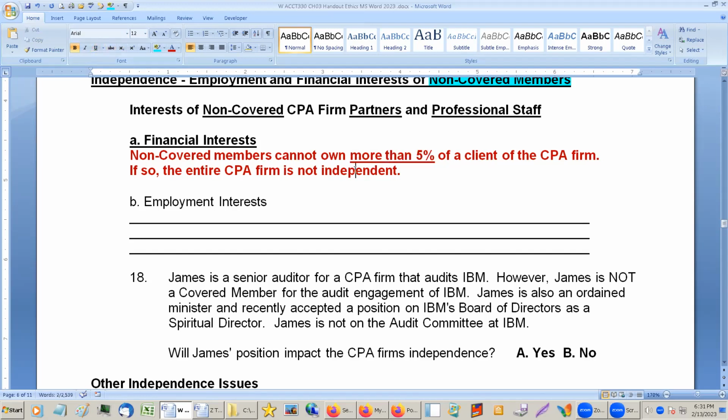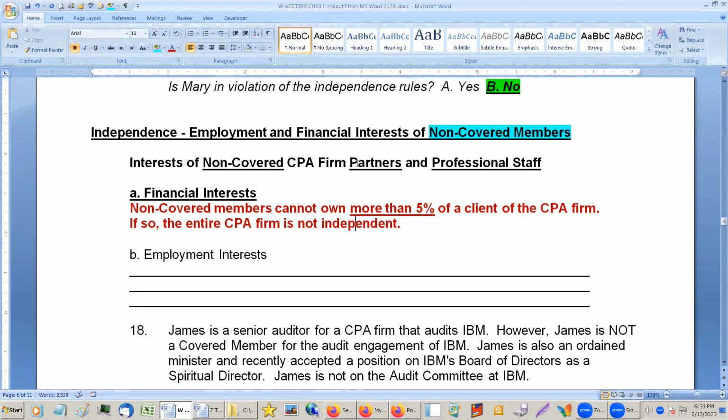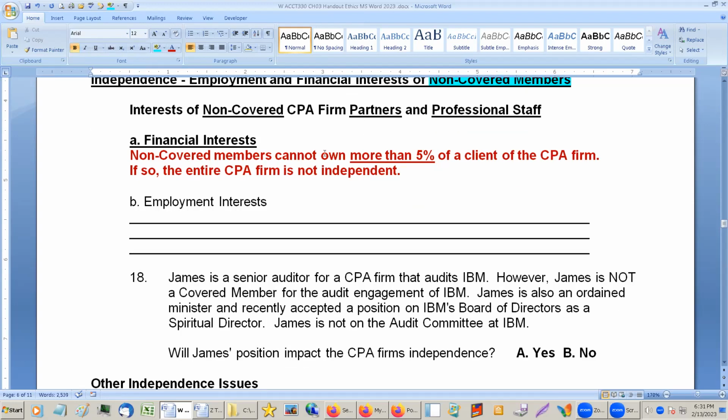Now, for publicly traded companies, this probably isn't something that comes into play. I can't imagine it. If you own 5% of IBM, you're probably living on an island somewhere. But for smaller companies, for smaller clients, that may not be that unusual.